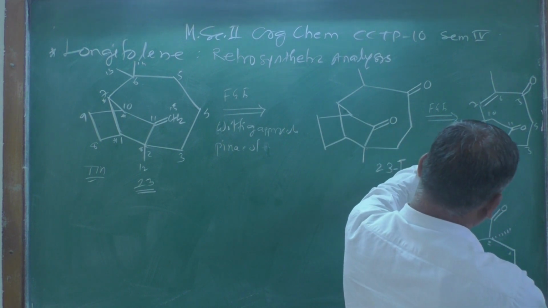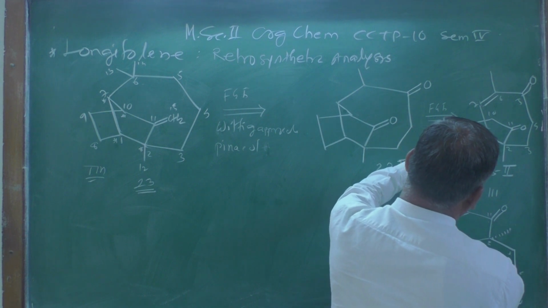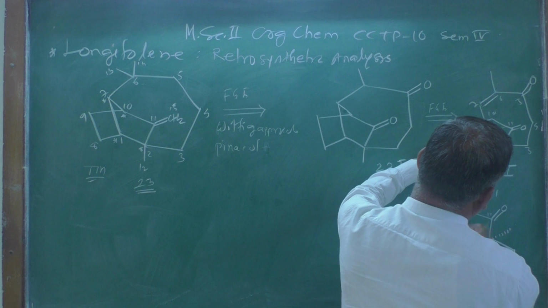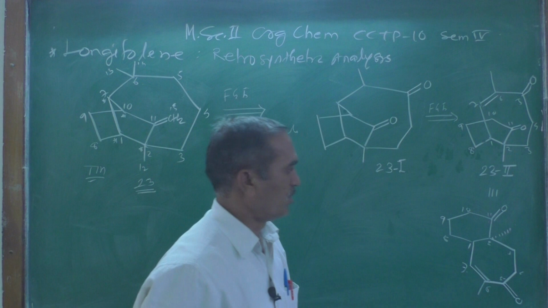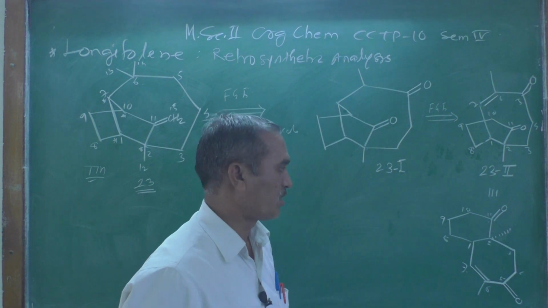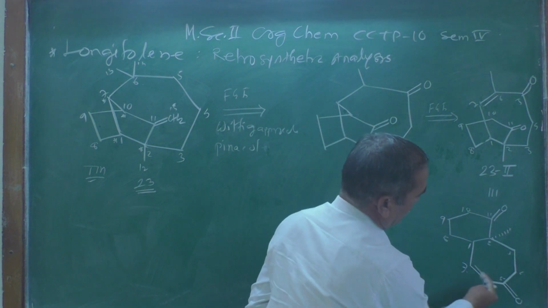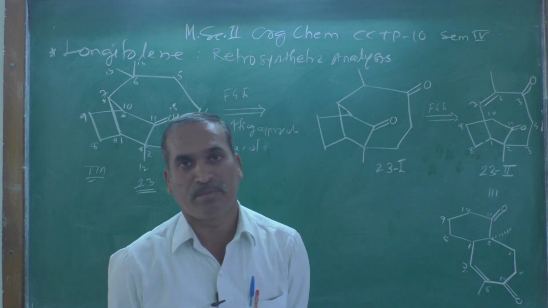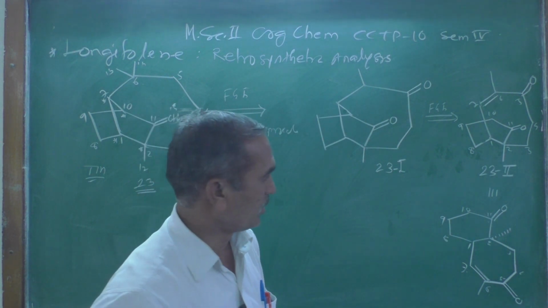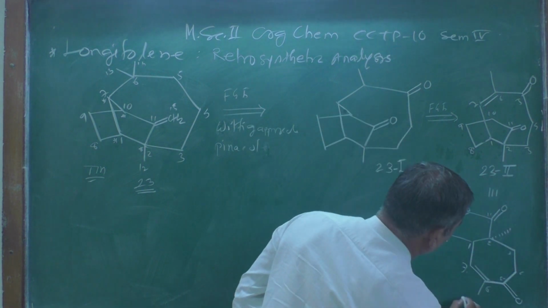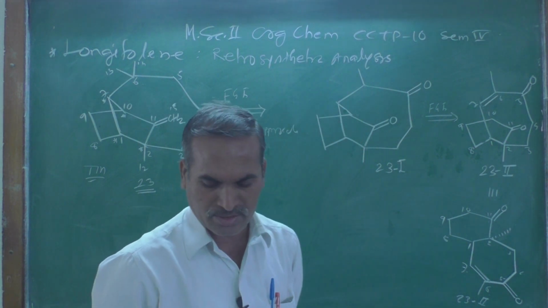And now this one is 8, then 9, this is 10 and 11. So what we did, we just unfolded and we got this type of structure over here. If you see clearly, there is an enone system, the alpha beta unsaturated compound, and this structure, this 23, is also the 23 second structure, right? This is the 23 second structure.